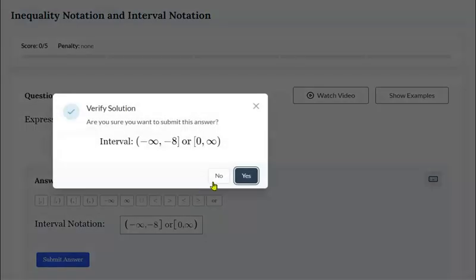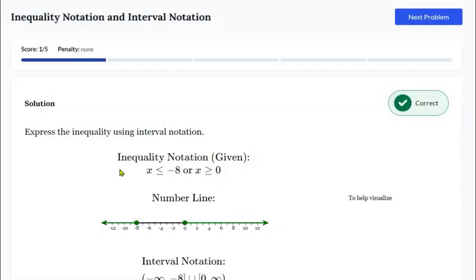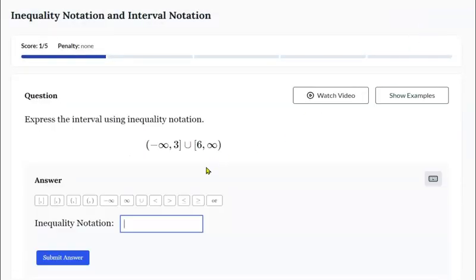All right, we'll submit our answer here because I had 2 inequalities. All right, now for this one. See this funky symbol?